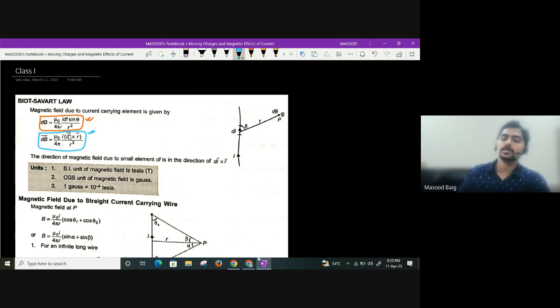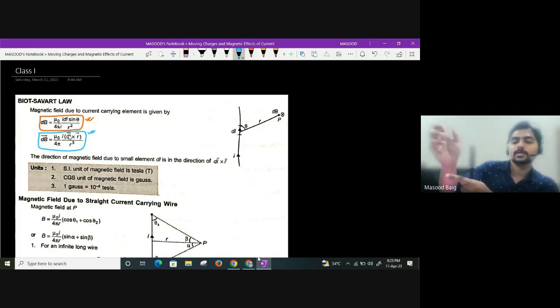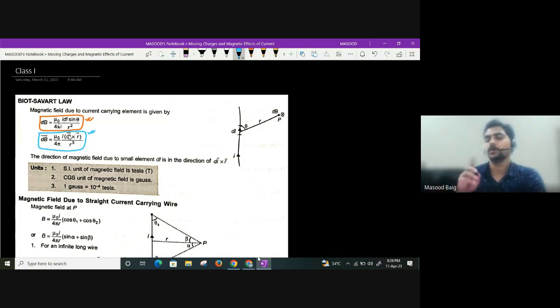How will you find the magnetic field? In the direction of dl bar, place your right hand, curl the fingers towards r bar. Direction of thumb will give us the direction of magnetic field. Dl bar will always be in the direction of current vector. Now this is by definition of Biot-Savart's law, or by the expression of Biot-Savart's law.